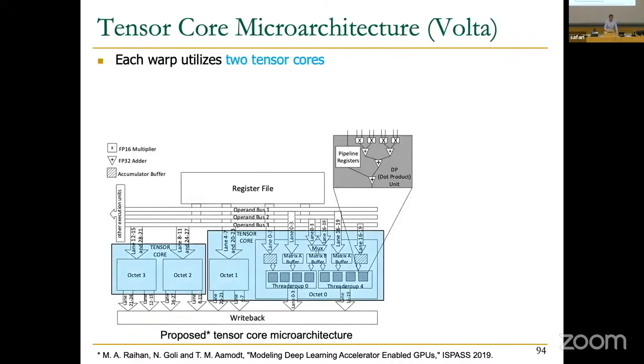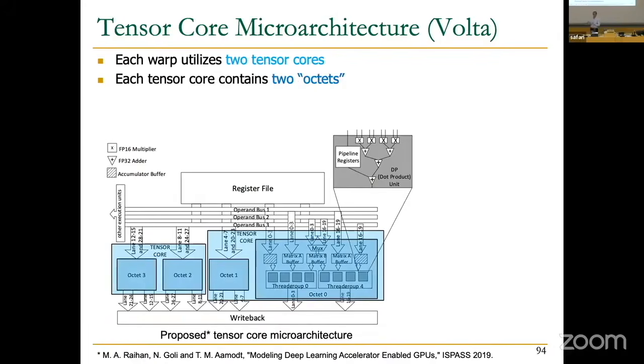This is the tensor core microarchitecture. Again, I don't expect you to know all of these, but you can see that even a GPU is not enough to do specialized computation because it's general purpose. If you want to do specialized computation, you add a specialized functional unit. It's called a tensor core over here.